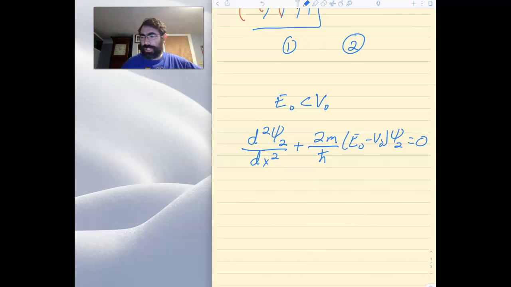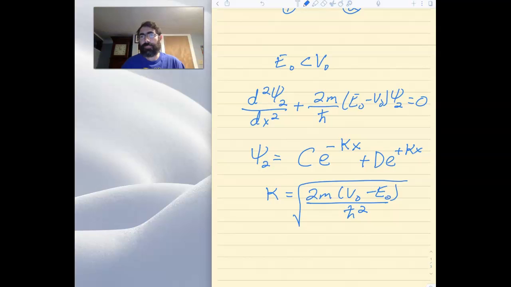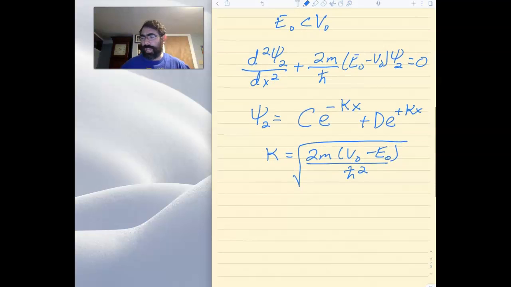And so then what you get is a solution of a normalization constant C e to the minus kappa x plus D e to the positive kappa x, where kappa is now the square root of 2m(V0 minus E0) over h bar squared. Essentially what you get is an exponential decay and an exponential growth. Now, we want all wave functions to go to zero at infinity, so that means we have to set D equal to zero, or else you'll get this exponential growth, which will just go to infinity.